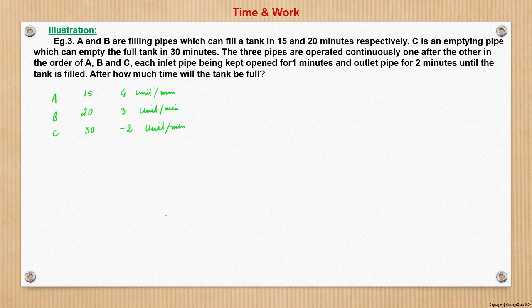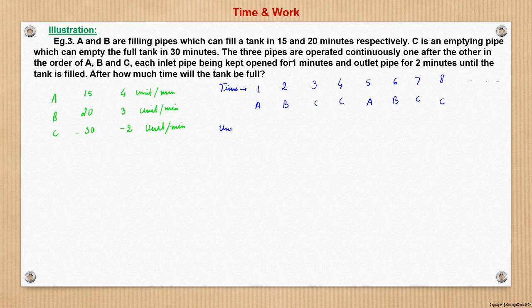So how does it happen? See, first A and B are kept open for 1 minute. So in the first minute A would be open, second minute B would be open, then third and fourth minute C would be open, right? Because the outlet pipe is kept open for 2 minutes. Then in the fifth minute again A would be open, sixth minute B would be open, seventh minute C, eighth minute C, and this is the pattern, right? So what is the unit of work done?